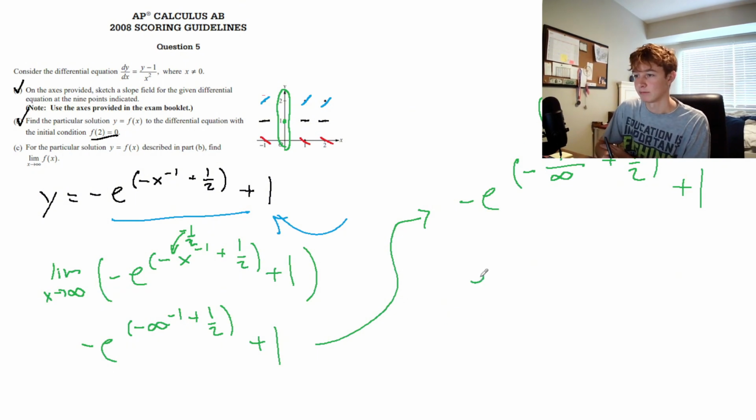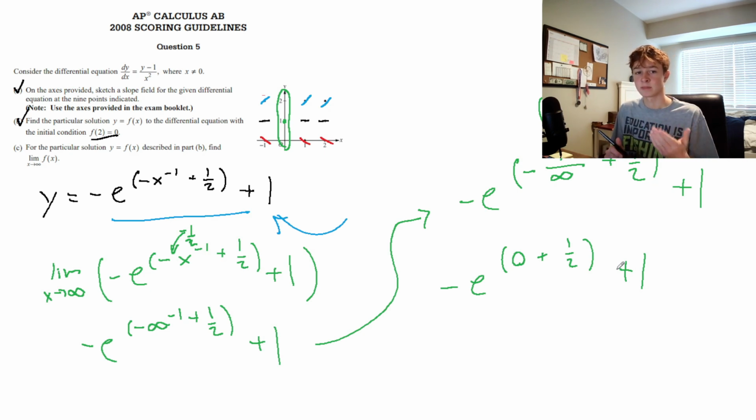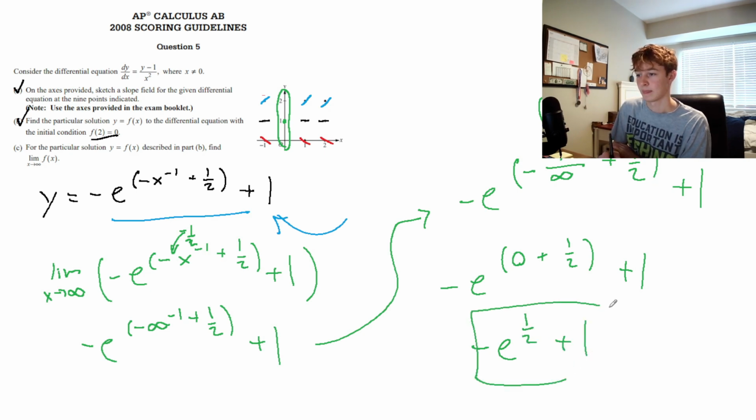So we have negative e to the power of 0, or negative 0, same thing, plus 1/2, plus 1. So e to the power of 1/2 is the same as root e, but we don't necessarily need to write it like that. We can just write e to the power of 1/2, which is what I prefer to do because there's less room for error if you're making fewer changes to what you've already written. So our final answer is going to be negative e to the power of 1/2 plus 1. And that is the entire question done.